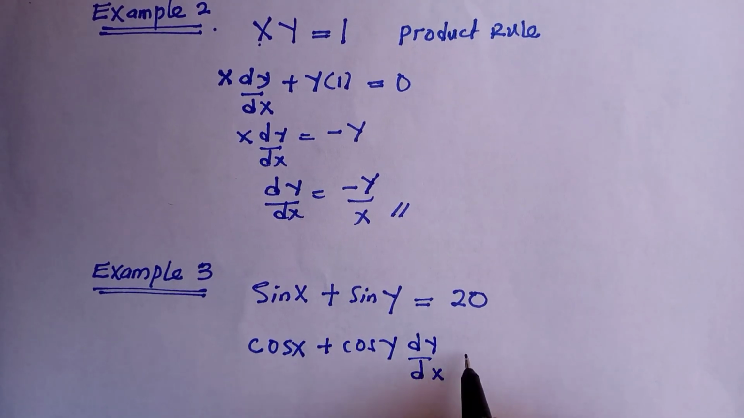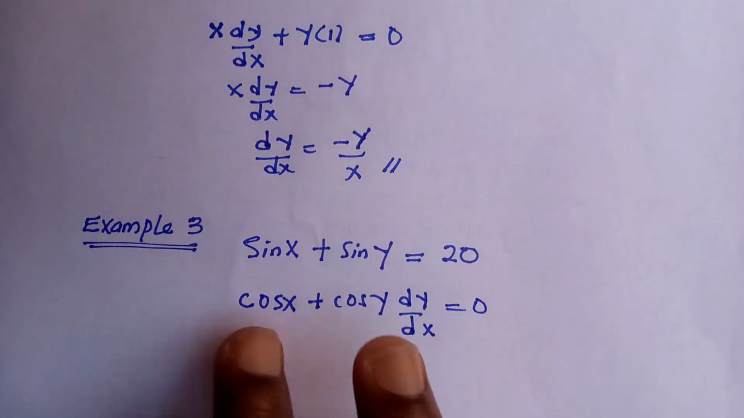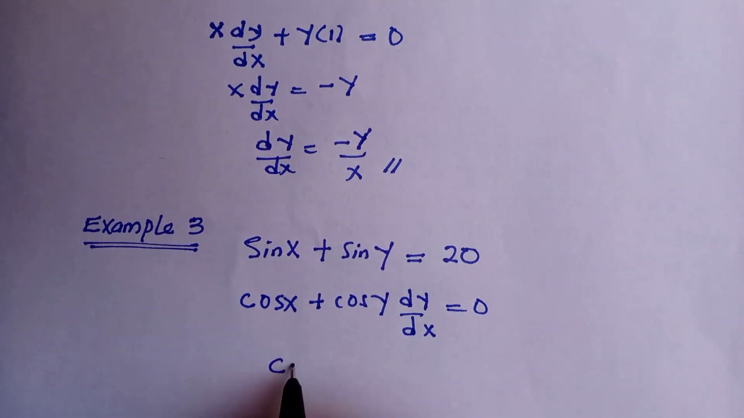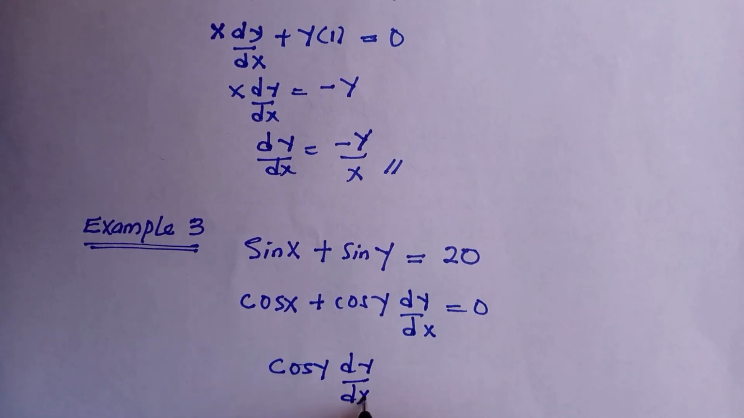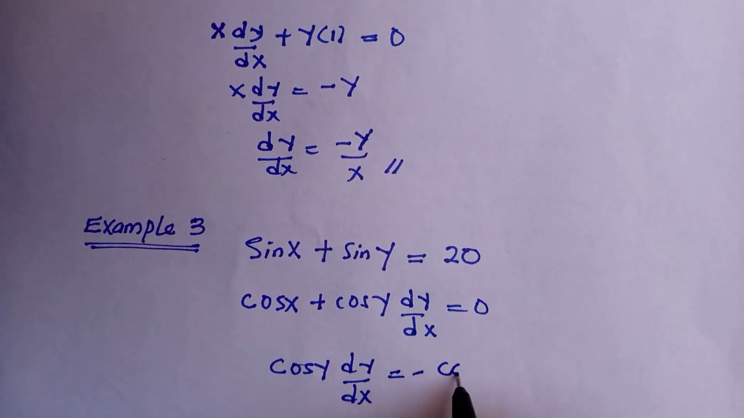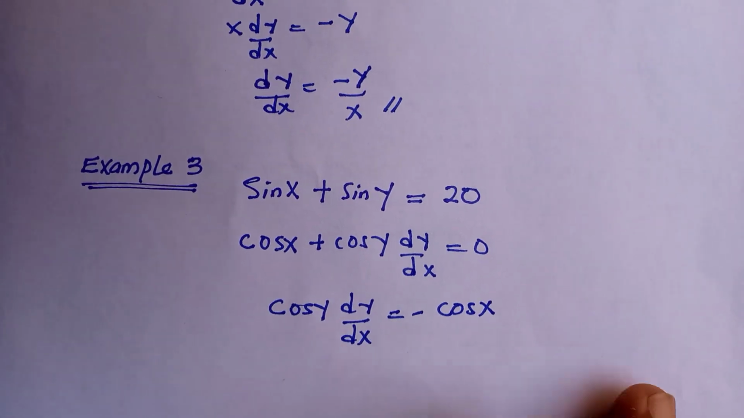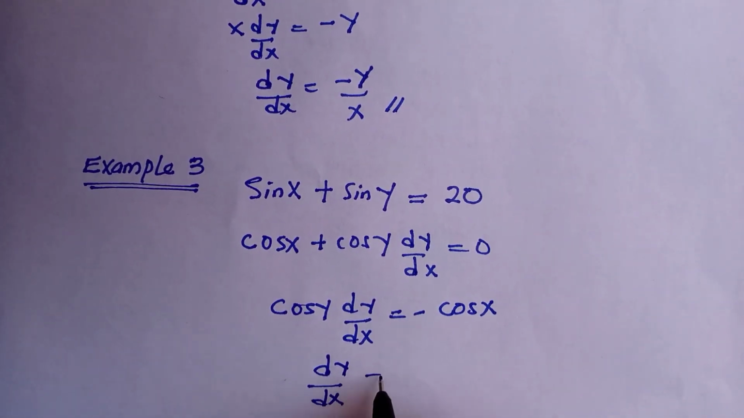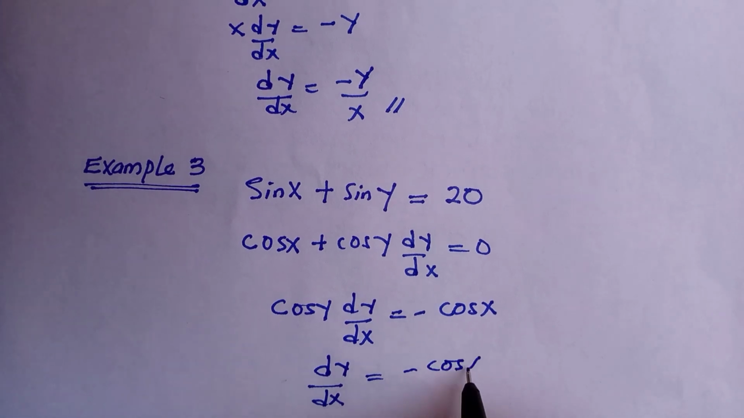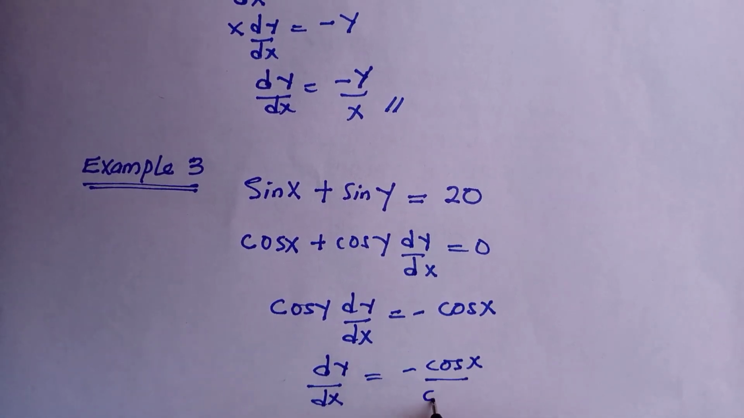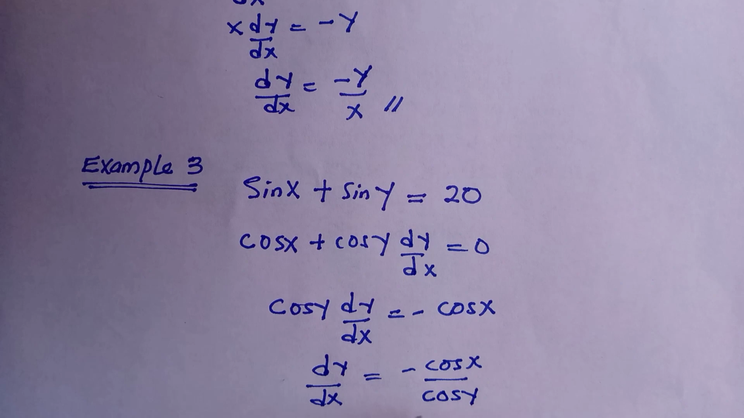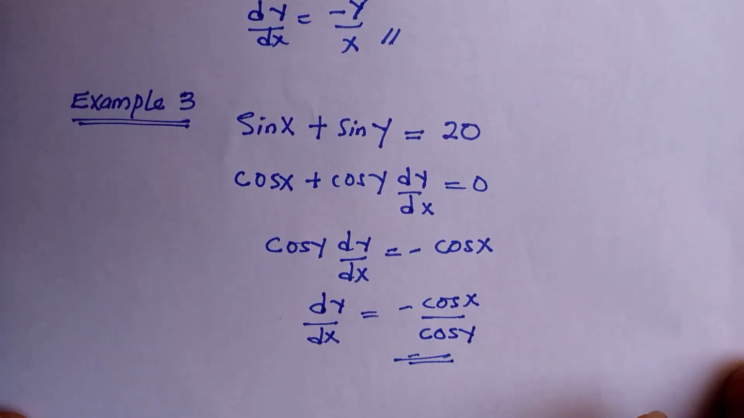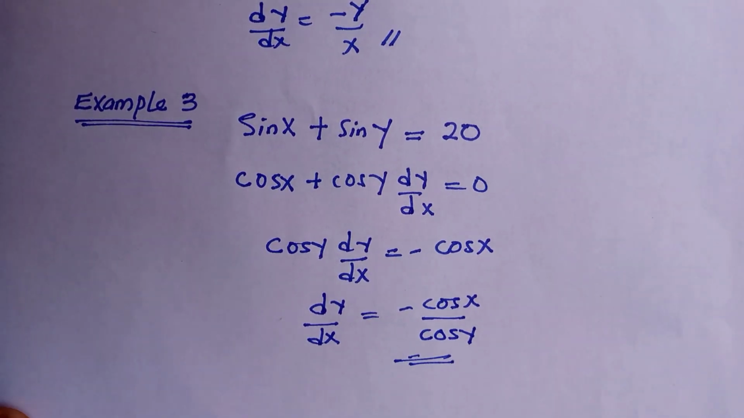Don't forget, differentiating y implicitly, we attach the dy/dx to it. So we transfer cos x to that side, so we have cos y dy/dx equals negative cos x. All right, and we need only divide to get dy/dx. We divide both sides by cos y, and by doing this, we have cos x divided by cos y, and that is the final answer for this.